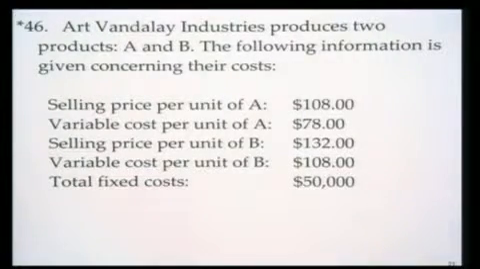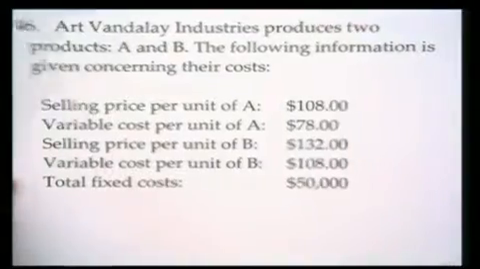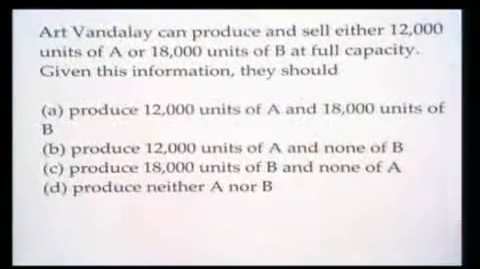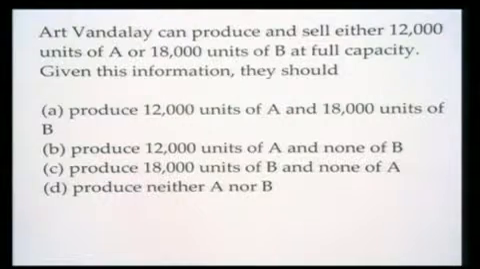It says here, Art Vanillin Industries produces two products, A and B. The following information is given concerning the costs. We have selling price and variable cost per unit of both A and B. It says they can produce and sell either 12,000 units of A or 18,000 units of B at full capacity. Given this information, they should what?